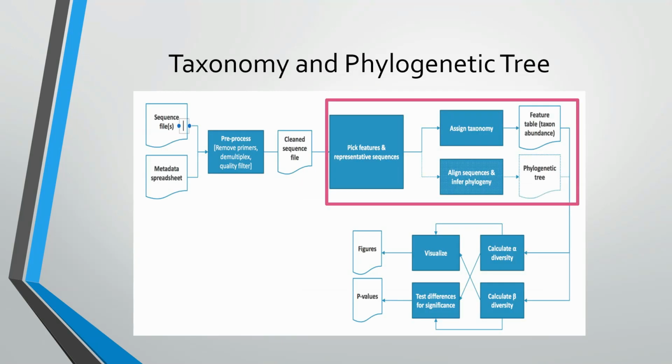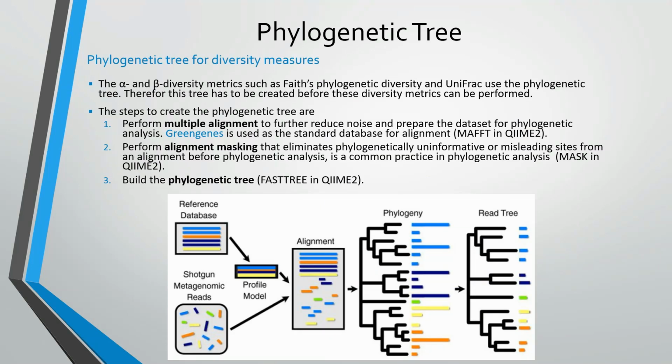Now we want to move to taxonomy and building the phylogenetic tree. It's important to build the phylogenetic tree first because both alpha and beta diversity, a lot of the metrics, use the phylogenetic tree. The steps we would take to create the phylogenetic tree include: number 1, we want to perform multiple alignment to further reduce the noise and prepare the data for phylogenetic analysis. Greengenes is used as the standard database for alignment here. Then we'll perform alignment masking, which eliminates phylogenetically uninformative or misleading sites from an alignment before phylogenetic analysis. This is common practice in phylogenetic analysis. And the third, we want to build the phylogenetic tree.